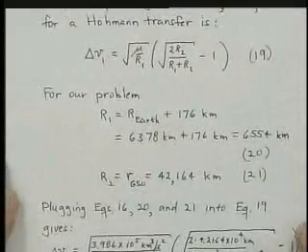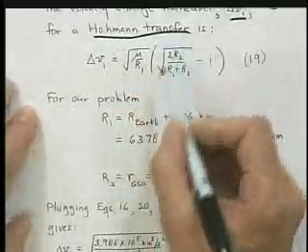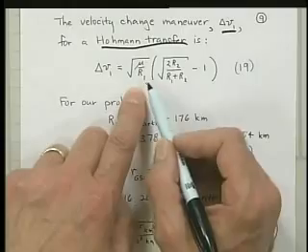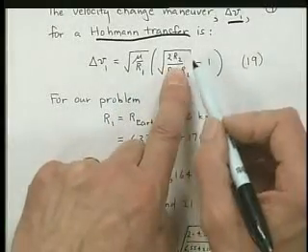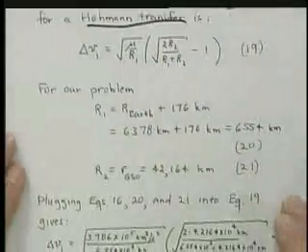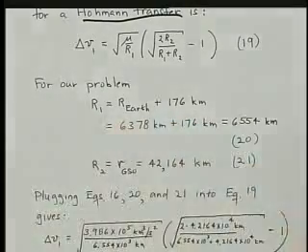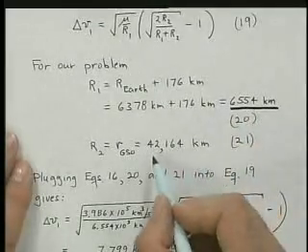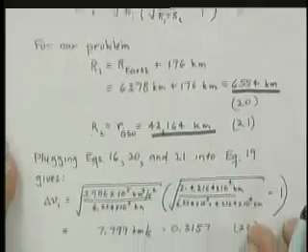Now we can calculate the velocity change maneuver, delta V1. That's the first half of the Hohmann transfer, which is given by delta V1 equals square root of mu over R1 times square root of 2 R2 over R1 plus R2, minus 1. R1 is the first orbit radius and R2 is the second radius. In our problem, radius 1 is the 176 kilometer orbit plus the radius of the Earth to give us 6554 kilometers. And we just calculated the radius for the geostationary orbit to be 42,164 kilometers.